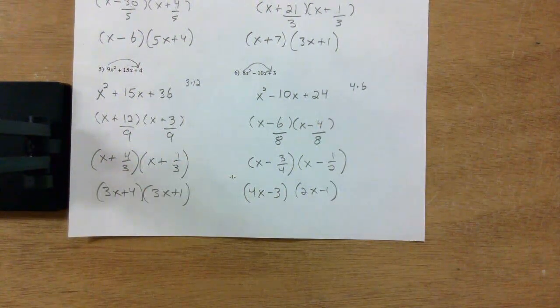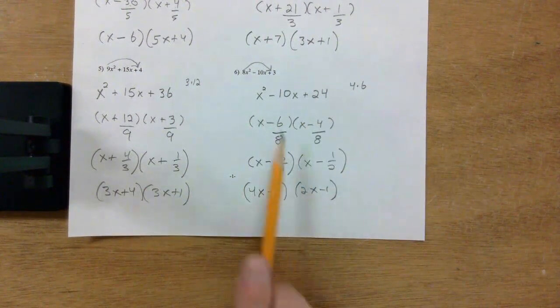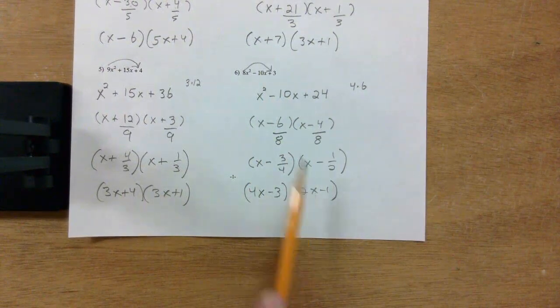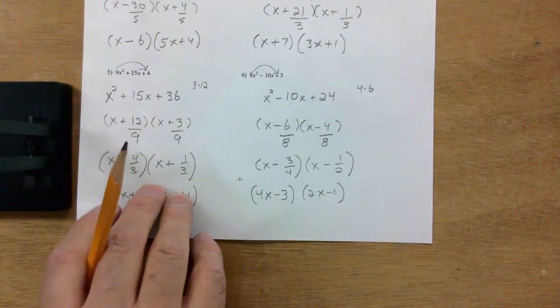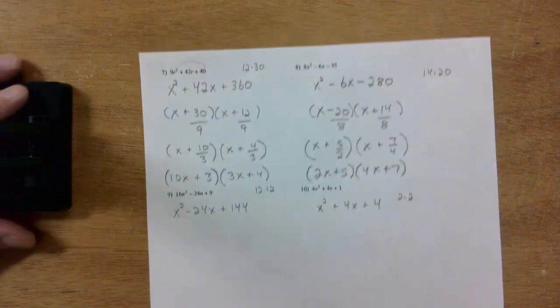You can always double check. 4 times 2 is 8. 3 times 1 is 3. They're both negative, so that's positive 3 here. All right, flip it over.